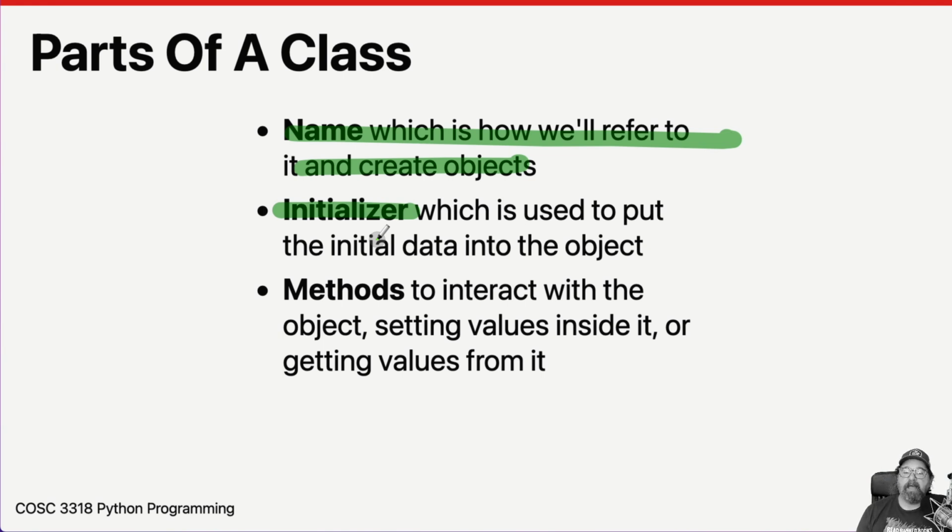And then finally, the methods that we use to interact with that object, like when we use .append on a list to add another item to the list inside that list object. When we use .append, we are interacting with that data inside of that object, and it's adding one to us. So we're going to write our own methods to interact with the data inside the object.